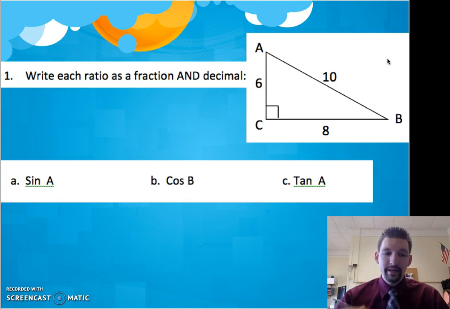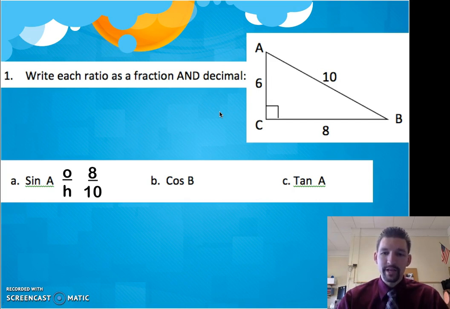So going in a little more depth, we want to write each ratio as a fraction. We're not going to write them as decimals because that's just plugging the fraction into your calculator for now. So sine of A, well, we need to know that sine is opposite over hypotenuse. And we're looking at angle A right here. So using angle A, we need to find the opposite, which is going to be 8. And the hypotenuse of this triangle is 10. So sine of A will be 8 over 10.